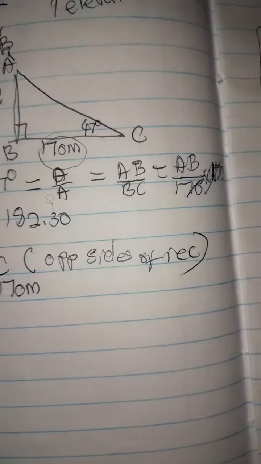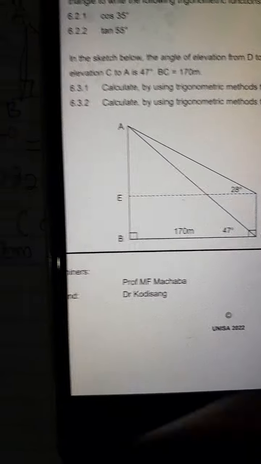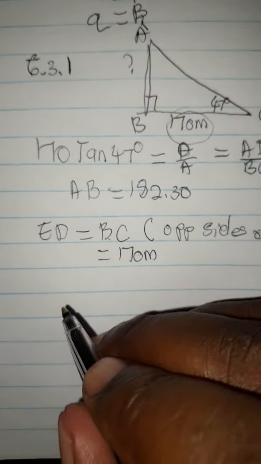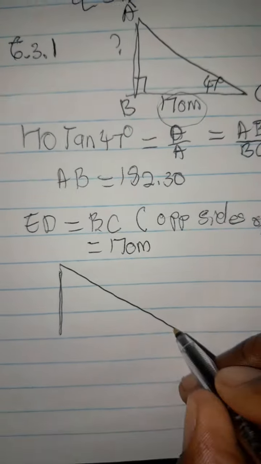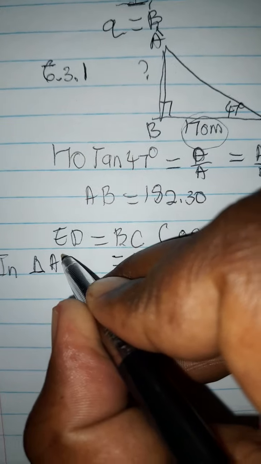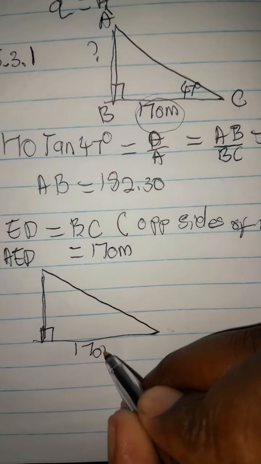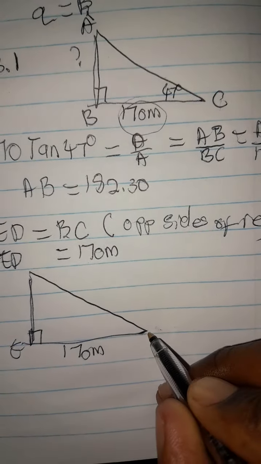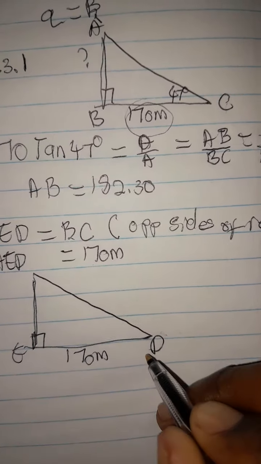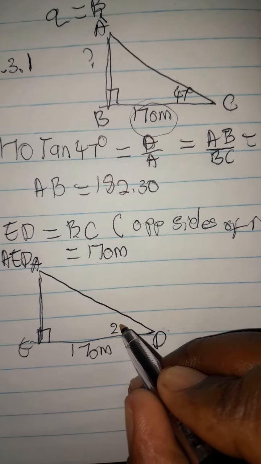So now we can work out triangle AED. Let's put this. Remember, now you can write in triangle AED we are working on. So it's 90 degrees here, it's 170 meter, and this is E. And this is D, and we have A here, right? So we have an angle here, which is 28 degrees.